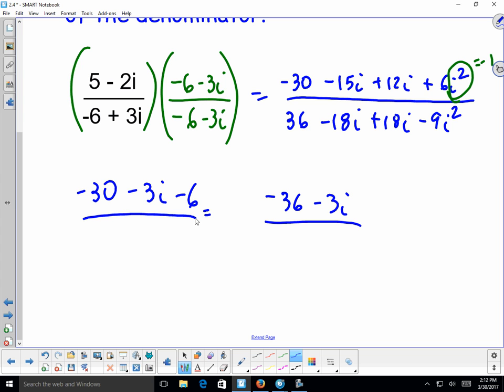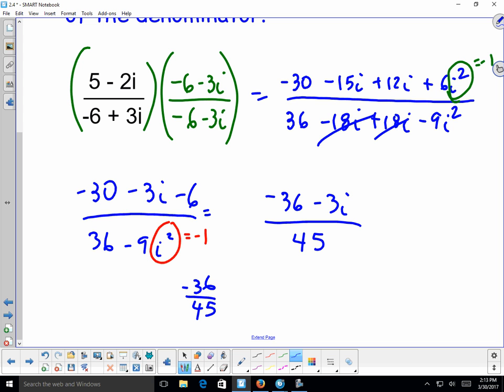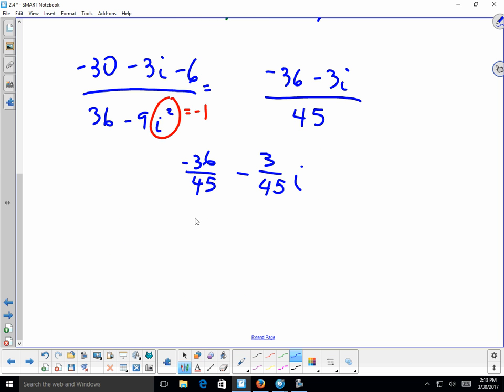Max, you got something for us? Can you combine any like terms here? 36 minus 9i squared. All right, because these are gone, so we got 36 minus 9i squared, but i squared is equal to what? Negative 1. So we end up getting what in our denominator? 36 plus 9, which is 45. So let's write our final answer as negative 36 minus 3 over 45i, because we want to write it in a plus bi form.